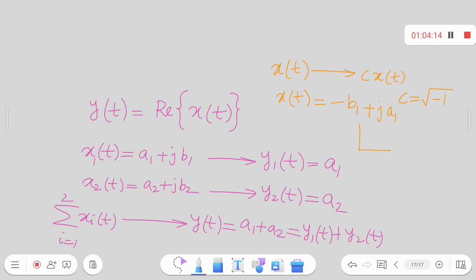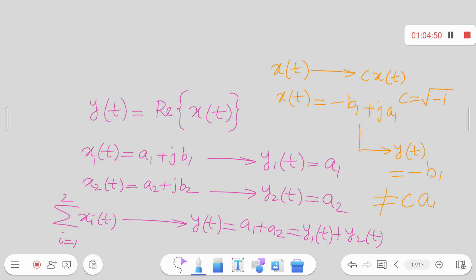So what will be y of t then? Simply b1. Sorry, minus b1. Right? But that is not equal to c times a1. Right? C is square root of -1. Can you get the point? So this system is additive, but not homogeneous.